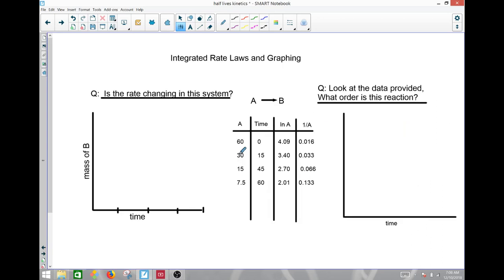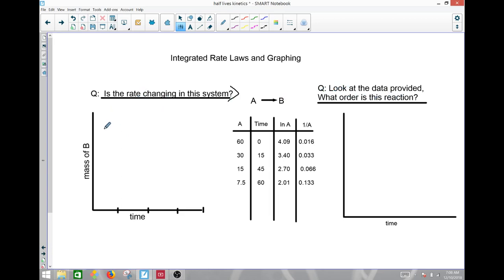A couple of things we might note about this graphing. In a half-life, is the rate changing? This is a good question, something that people don't always think about. In a half-life, is the rate changing? And the question is, look at the data provided. What is the order of this reaction? Again, this one is relatively straightforward.